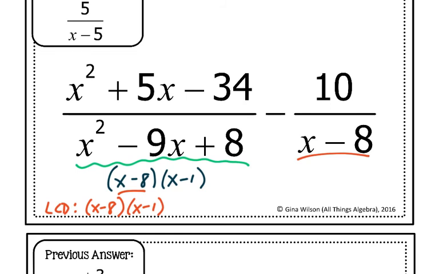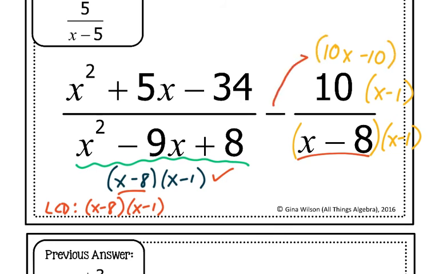The left fraction has it. The left fraction is good to go, no touchy. But the right fraction, I do need to multiply this one by the leftover factor that I didn't use, and that would be x minus 1. Okay, so really, that would be 10x minus 10 if I want to fix that now. But just looking down the line, I do notice that I'm going to be subtracting, so I'm going to need to subtract those pieces.